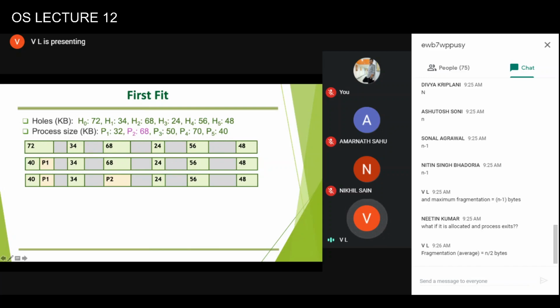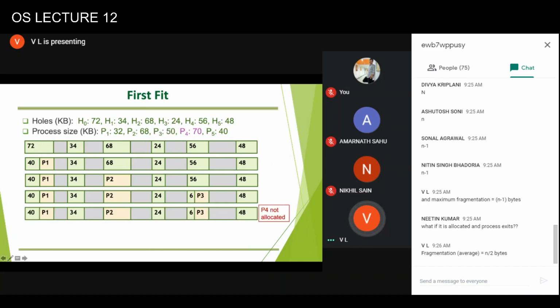Third process comes. So the very first hole which can accommodate it will be 56. So it will be accommodated here. Then the next process comes, which is 70, and we do not find any hole which can accommodate it. So this process will not be accommodated. P4 cannot be allocated. Then the next process that comes is 50.